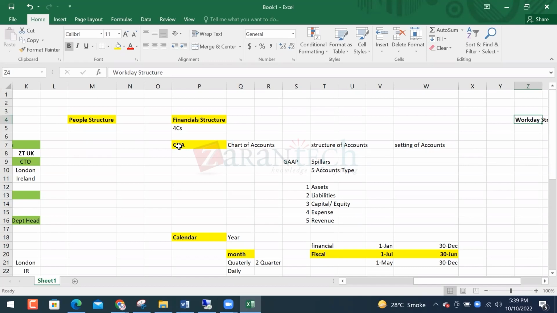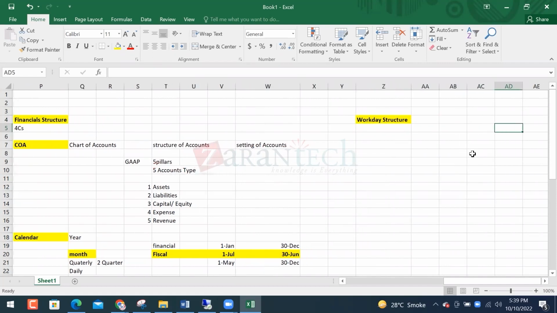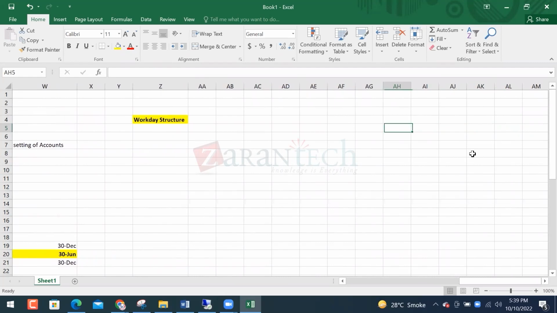So Workday structure set. You guys are good enough in Workday's HCM and Workday area. So can you now tell me what is the Workday structure? Then we will map later on. First, tell me what is the Workday structure. Yes, anyone?